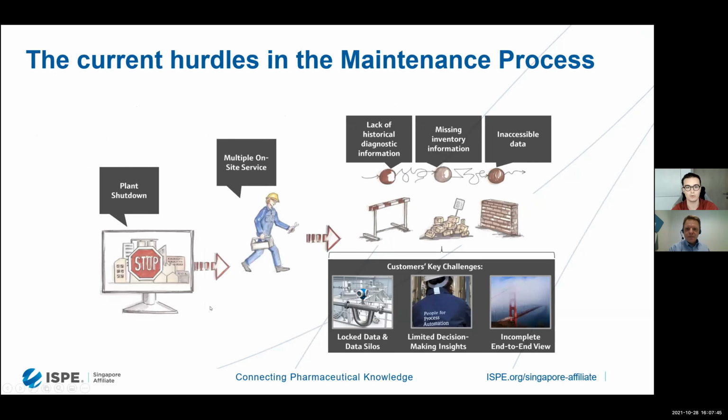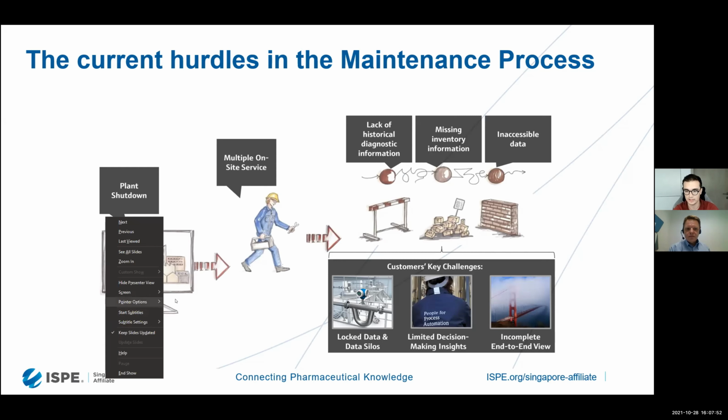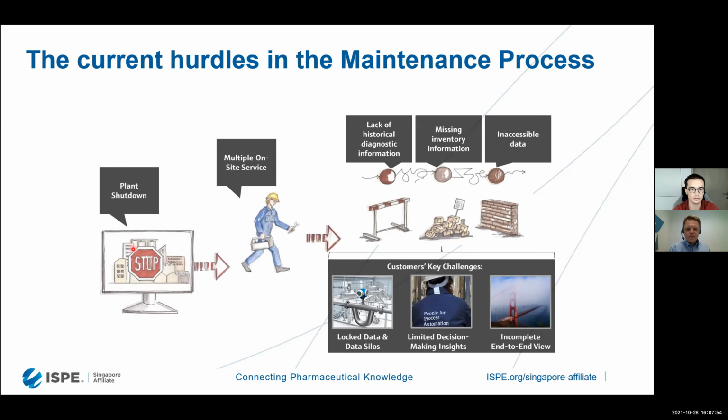So what are the current hurdles in maintenance processes, right? You see here on the picture in the scheme, let me quickly show the laser pointer, there is a plant shutdown, for example. That could happen from time to time, but then the question is how fast can you react so your plant is running again? Currently, it's a lot of on-site services. You go into the field, check what's wrong, go back, try to find the solution, maybe need a spare part, maybe need to call your service provider or whatever, right?